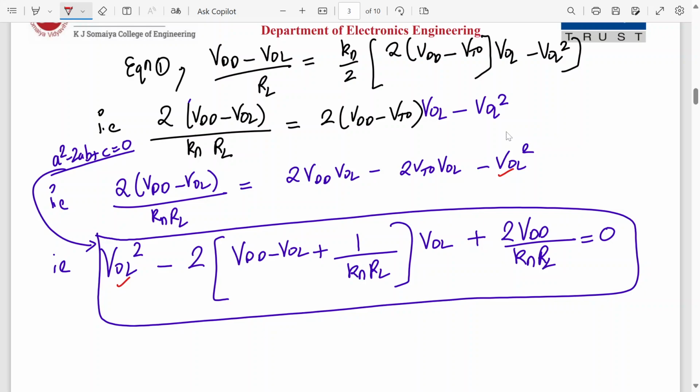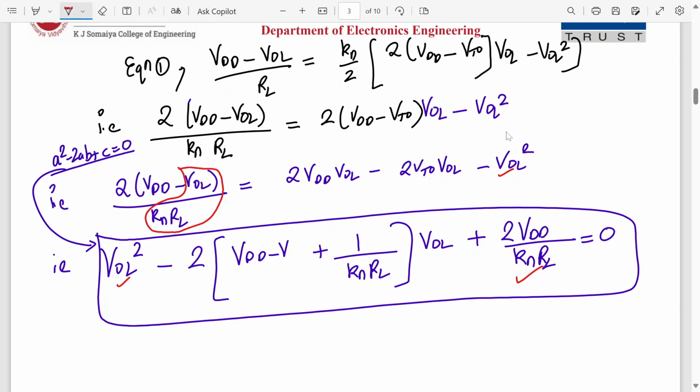We got it from here. See, this expression has come, my VOL upon Kn into RL. So this is the VOL term. Are you getting what I'm saying? Then twice VDD upon Kn into RL has come over here. So this is correct. This is VOL upon Kn into RL. So this VOL is taken out, so this term has come. Okay, and here it is VDD minus VOL. Oh, so not VOL, sorry.